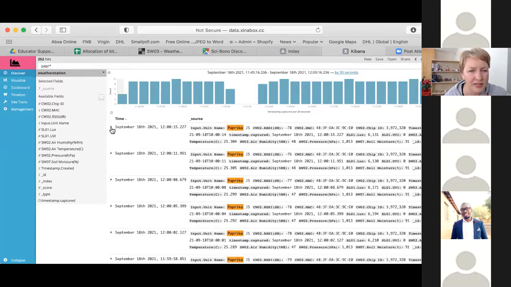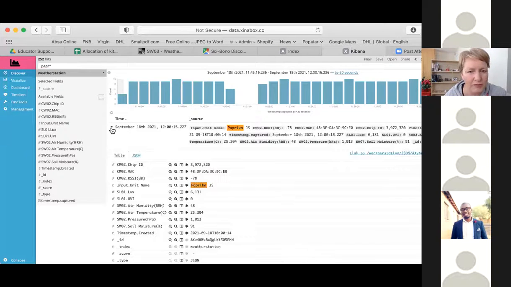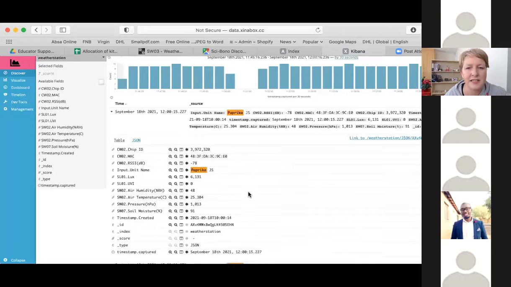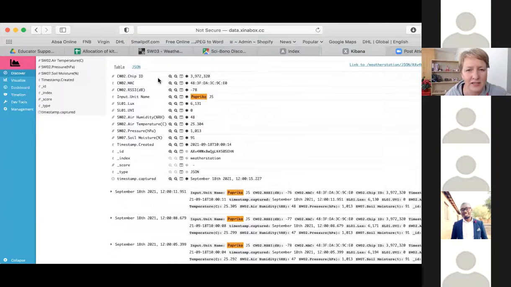And what I can do is, you see this little arrow, I can open that up, and then I can see here this is the data that is coming through. So it's saying, okay, I'm using a CWO. Don't worry about whether it says 1 or 2 there, that doesn't really matter. I've got a -78, which relates to the strength of my signal. That's my unit name. I'm using the SL01.